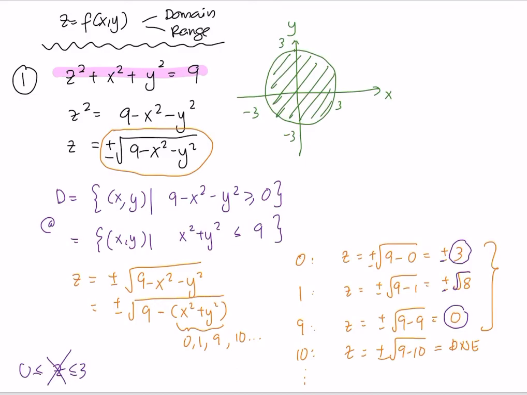Therefore, this is wrong. So what you can do here is the range. The range for this graph, for the z output, is from minus 3 until 3, because the maximum is 3, the minimum is minus 3, and in the middle is 0. So that is the range.